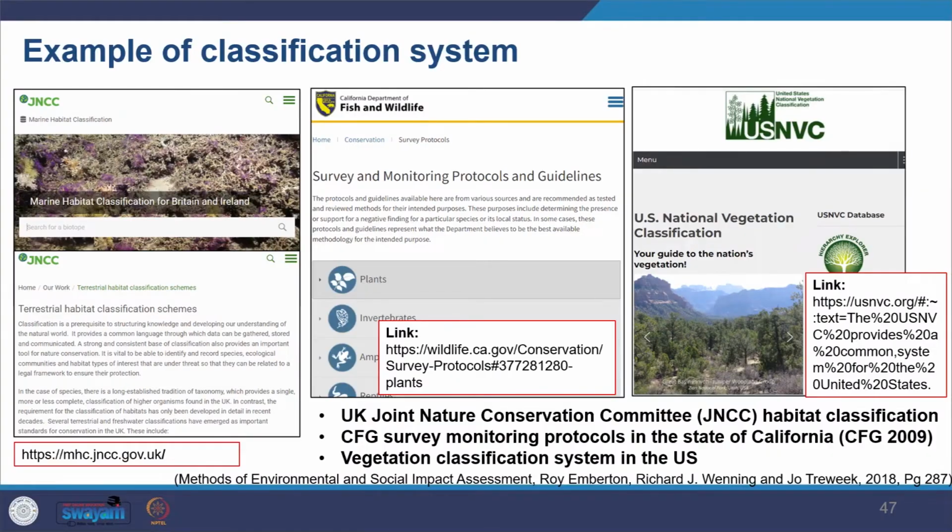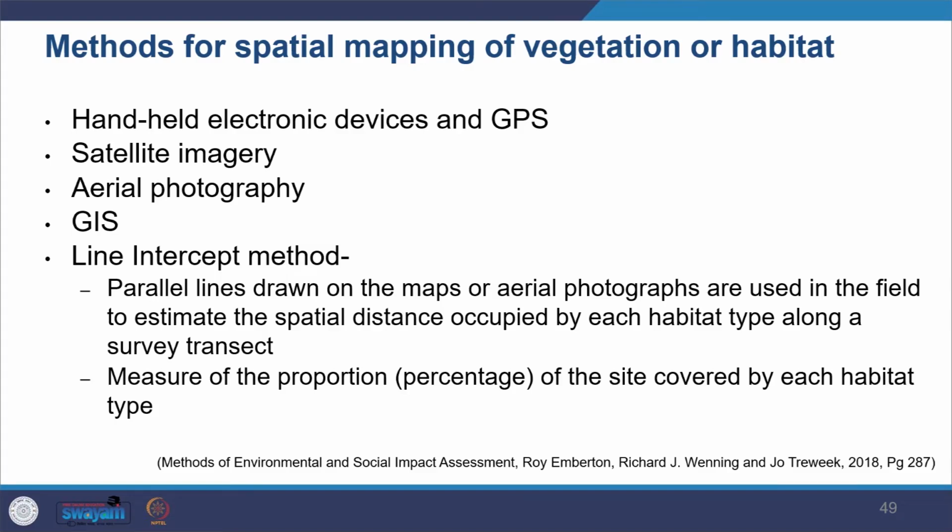Looking at some of the classification systems, the UK Joint Nature Conservation Committee has a habitat classification system. Then you also find the CFG survey monitoring protocol, which is used in the state of California. You also find the vegetation classification system in the US. So you can find all these classification systems. Looking at what methods are available for spatial mapping of vegetation, you can use handheld electronic devices and GPS. You can also use satellite imagery, aerial photography, and GIS.